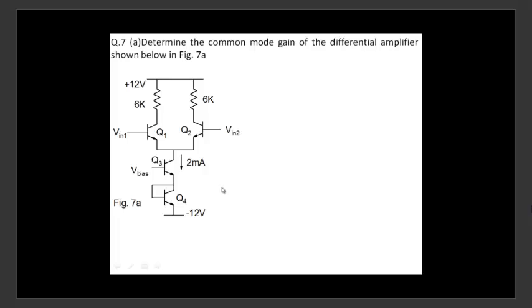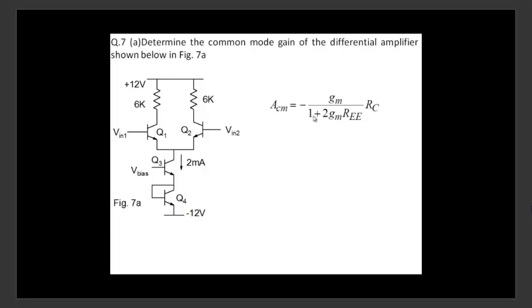Question number 7. Determine the common mode gain of the differential amplifier shown below. All right, so common mode gain, what do we do? Note that this circuit looks, part of it looks familiar, part of it is not familiar. What is not familiar is whatever is down here. But we know an expression for common mode gain, which is this one here, where we had a resistor here.